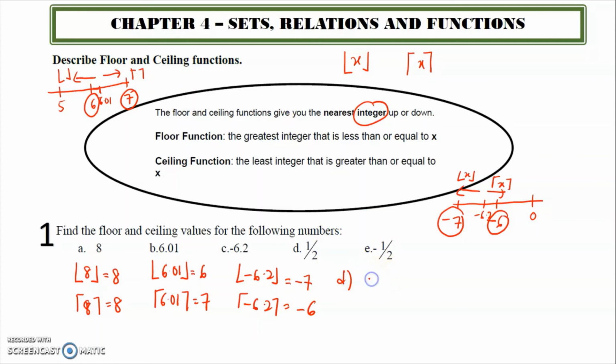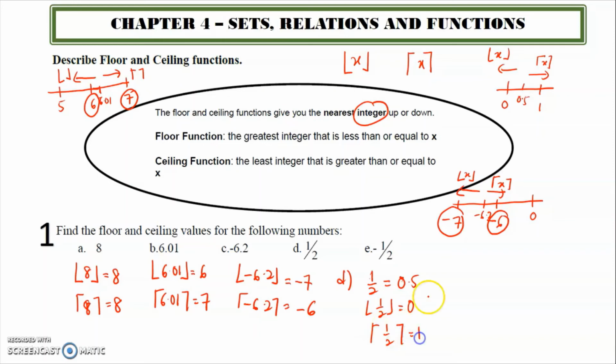Okay, D. 1 over 2. 1 over 2 is equal to 0.5. So 0.5, 0, 1. So 0.5 is between 0 and 1. So this one is 0.5. So to the right is its ceiling function. To the left is its floor function. So the answer for floor half equals to 0. So ceiling half equals to 1.